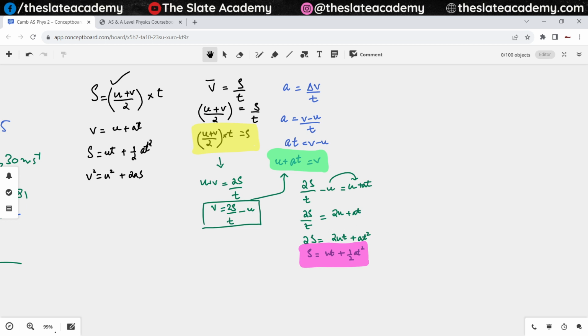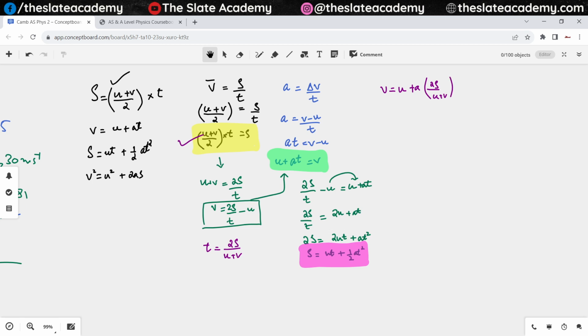Then again, we have the equation v is equal to u plus at. Now I will use the equation s is equal to (u plus v) by 2 times t. From this equation, I will find out the value of time. If I make t the subject, it becomes t is equal to 2s divided by u plus v. Now I put this value of t in the equation v is equal to u plus at. So I write v is equal to u plus a multiplied by 2s divided by u plus v.